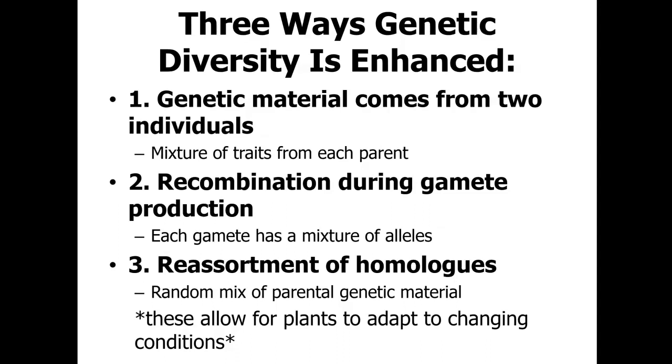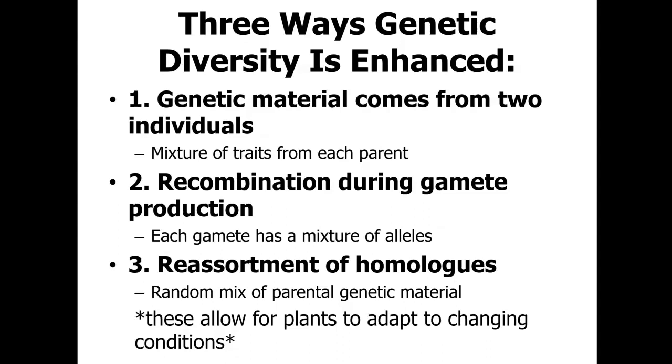enhance this genetic diversity. The first way is going to be genetic material coming from two individuals. The offspring can carry a mixture of traits from each parent. The second is recombination during gamete production. So each gamete produced is going to carry a mixture of alleles that never occurred before. And then the third is going to be the reassortment of homologues. So these homologues and sister chromatids are going to be randomly mixed together in the maternal and paternal genetic material.